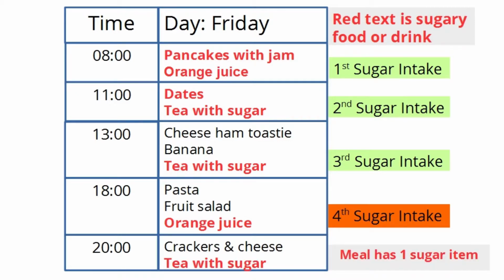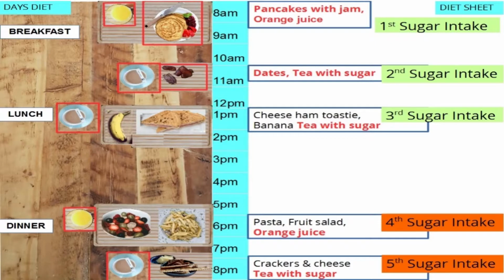The 8 p.m. meal of crackers and cheese and tea with sugar has how many sugar items? The 1 sugar item is the sugar placed in the tea. The cracker does not count as a sugar item. This is the 5th sugar intake. The day's food has been shown as pictures on this table.